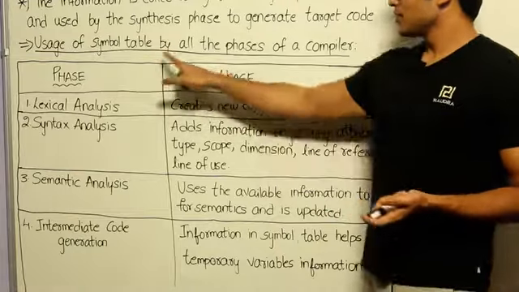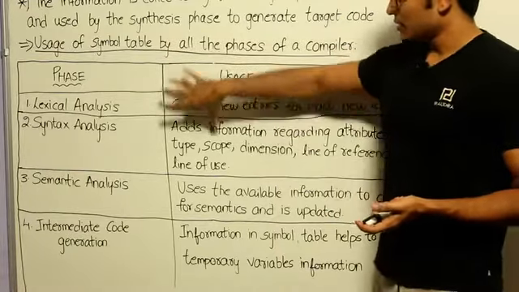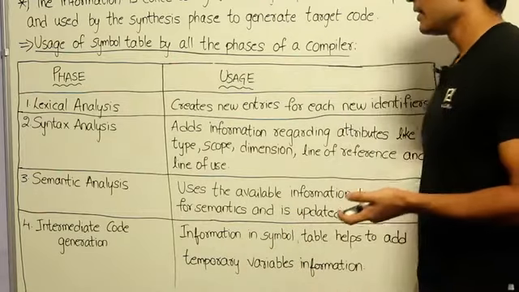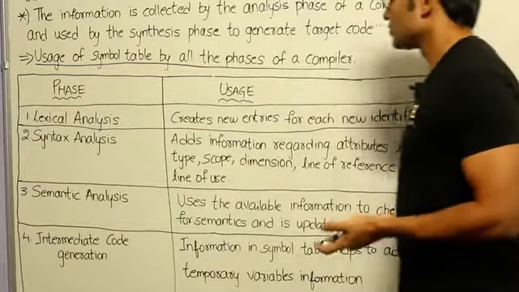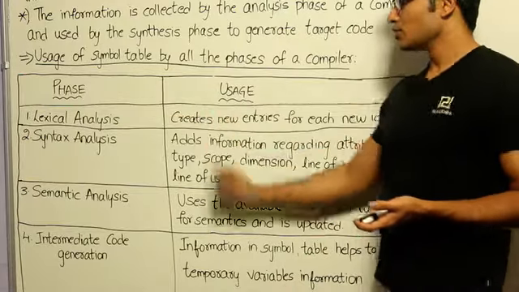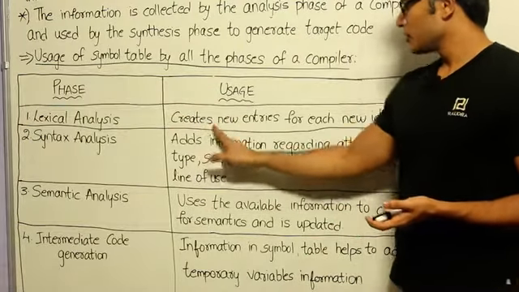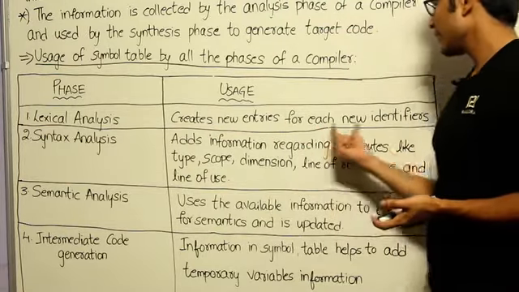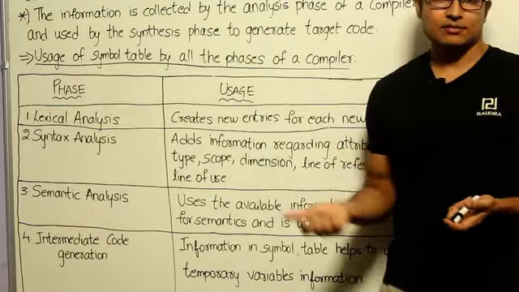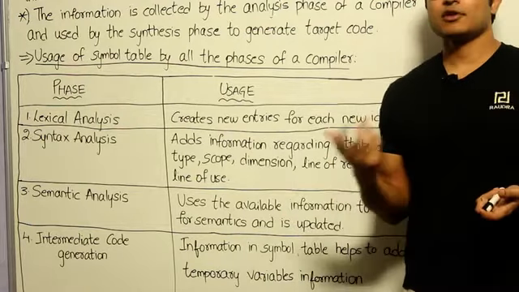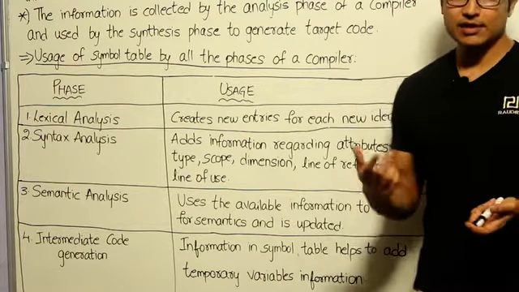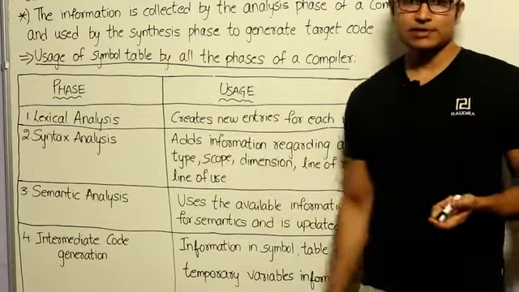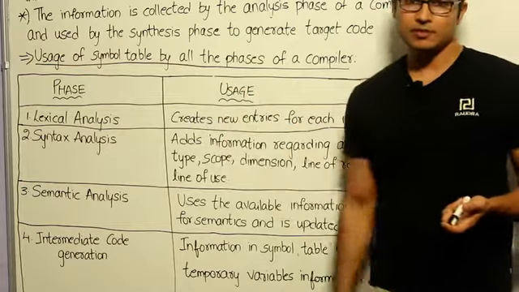Now, for the usage of the symbol table by all the phases of the compiler, I have just given you a simple tabular form so that you will remember it easily. Okay. Now lexical analysis. How lexical analysis is going to use the symbol table is, it is going to create new entries for each new identifier. So lexical analysis can identify what all the names are, right? Names means either a variable name or a function name or a class, object or interface. They are all called identifiers, right? So for every identifier, lexical analysis is going to create an entry in the symbol table.